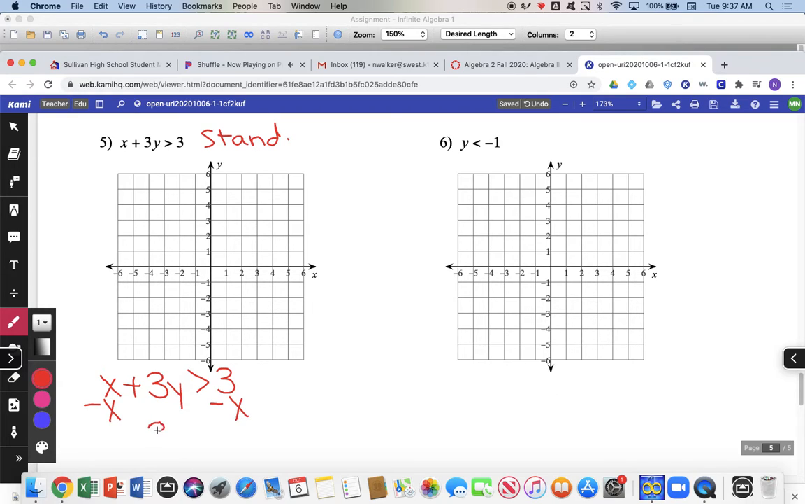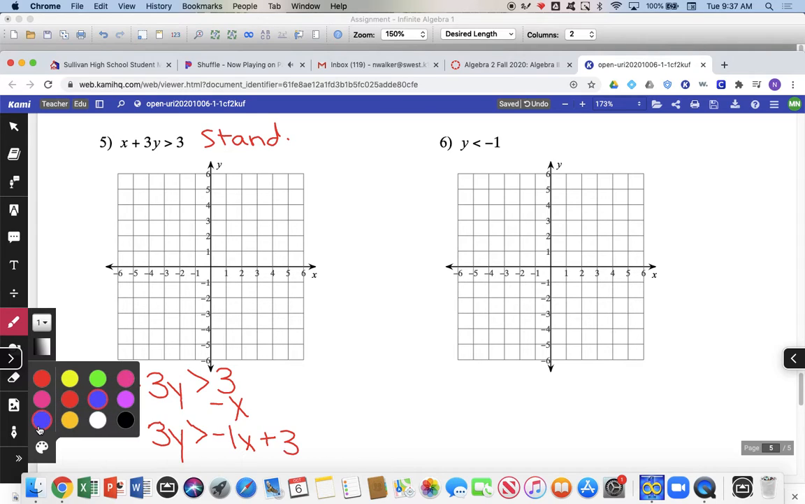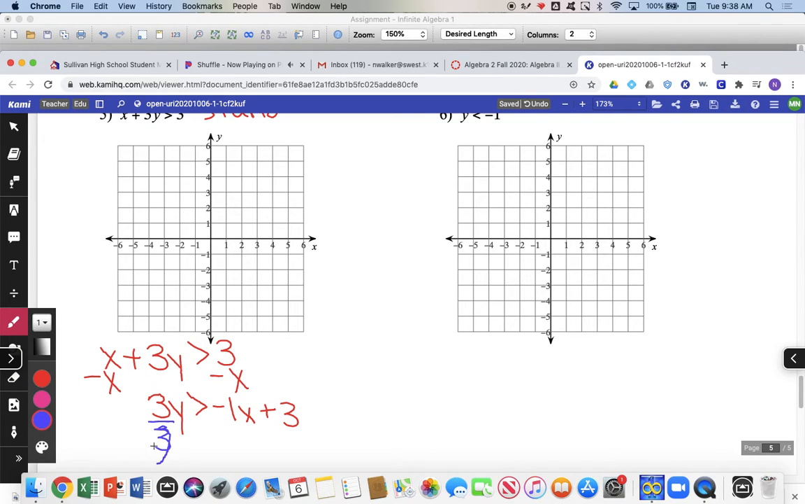And then for slope-intercept form, we write the negative x first. So 3y is greater than, and I'm going to go ahead and put a 1 there, and then bring down my plus 3. So I have negative 1x plus 3. All right, is y by itself yet? Or do I have one more step? All right, what do I got to do? All right, got to divide by 3. Sorry about that.